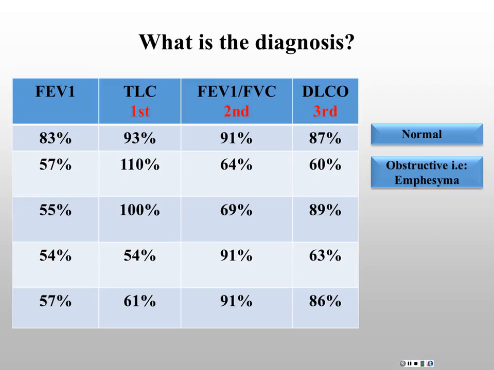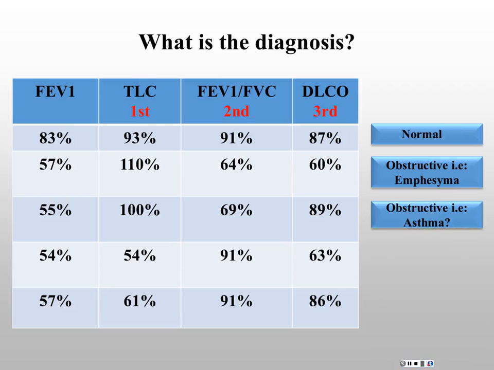Third case, TLC about 100%, normal. There is mild reduction in the ratio here. There is some obstruction. DLCO is normal or a little bit elevated, above 80%. FEV1 is low. This can qualify for an obstructive pattern. It can be asthma.